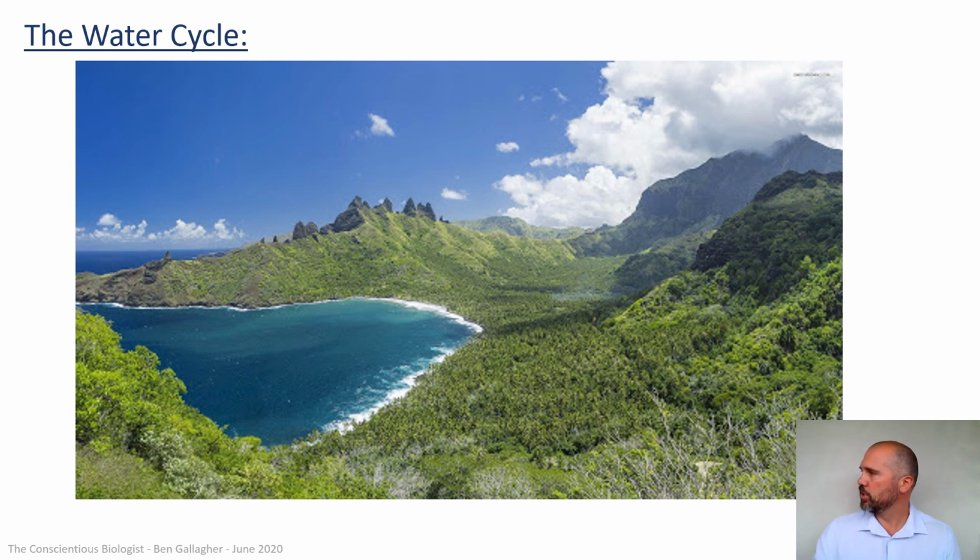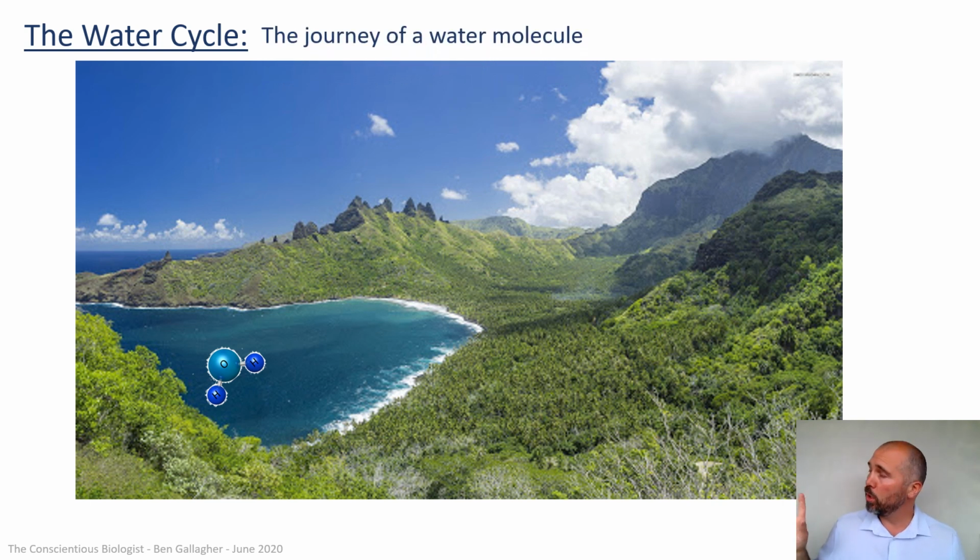So let's have a look at this picture here, because this represents most of the elements that we need in the water cycle. And what I'm going to do to start us off, down there in the ocean, I'm going to put a water molecule. Now hopefully that molecule should look fairly familiar to you. It's H2O. We've got the two small hydrogen atoms attached to the central oxygen atom.